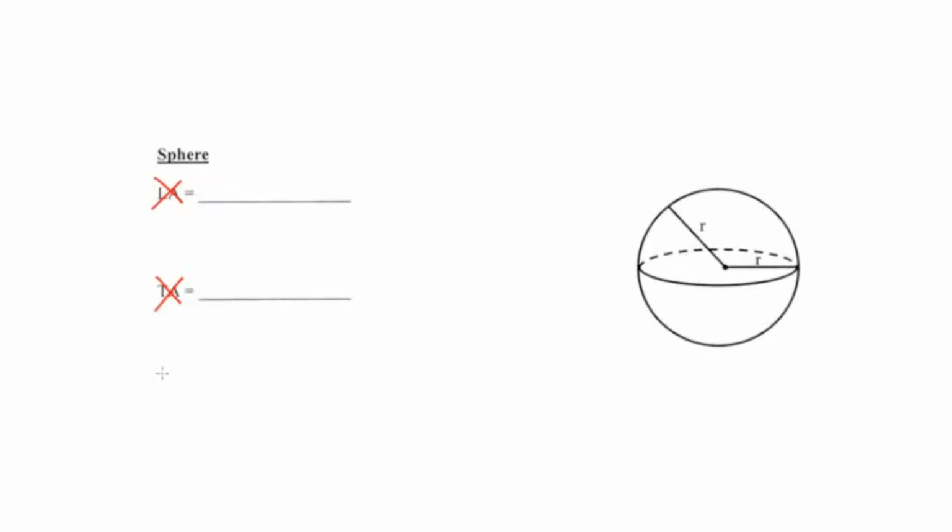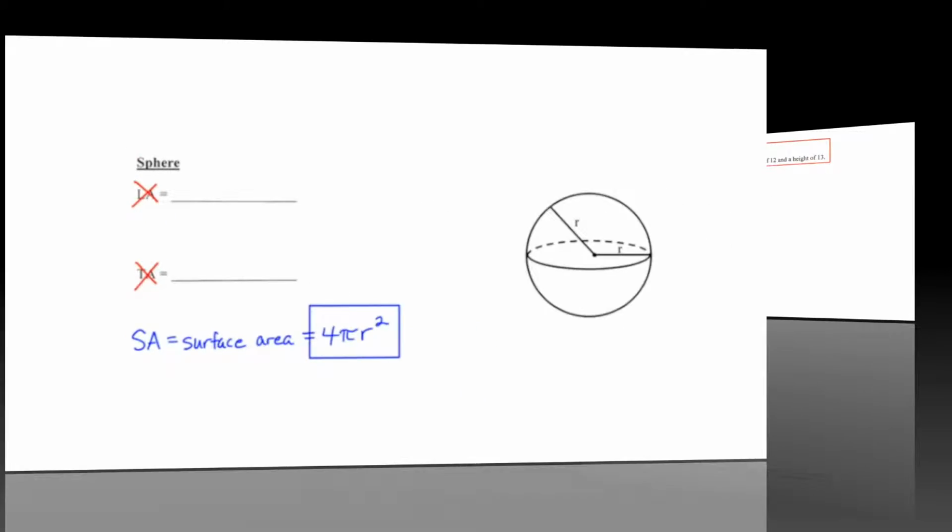So we're just going to call this SA for surface area, and the formula for surface area of a sphere is going to be 4 pi r squared. And I can't think of any gimmicky way to remember that. You just sort of have to remember that that's what it is. The surface area of a sphere is 4 pi r squared. Let's take a look at some very specific examples now.